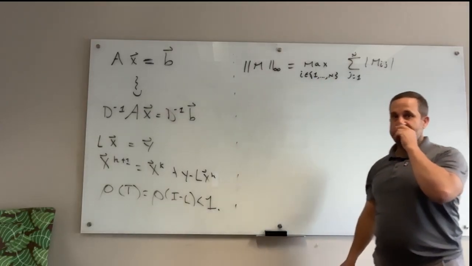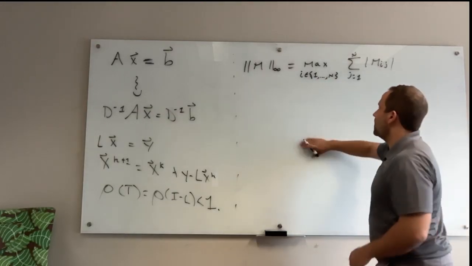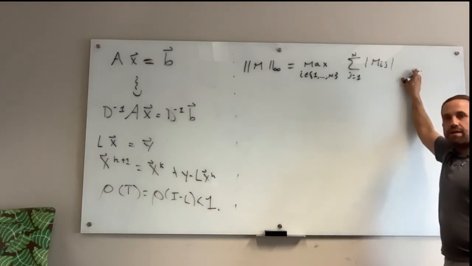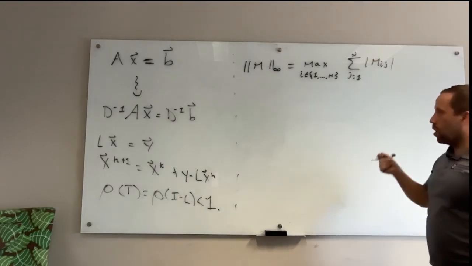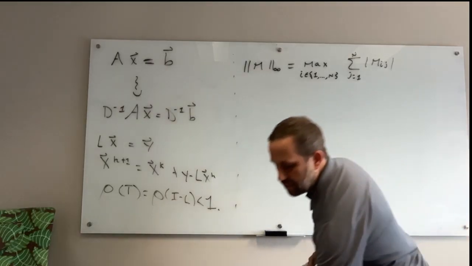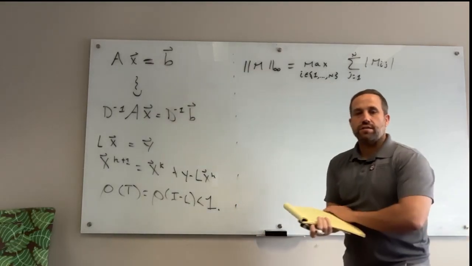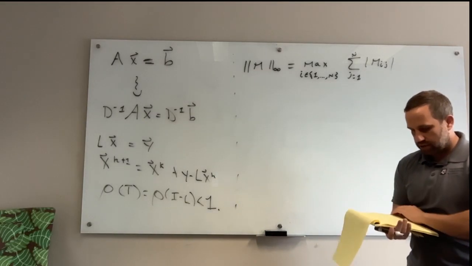Here is my claim. If we can prove that the infinity matrix norm of I minus L is less than 1, then we have proven that the spectral radius of that matrix is less than 1, and therefore the method converges.